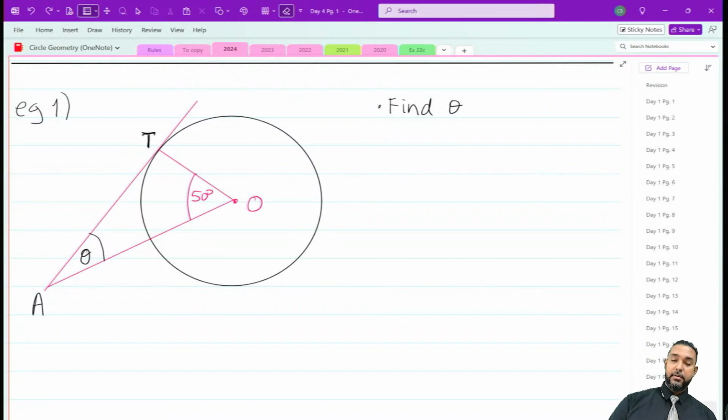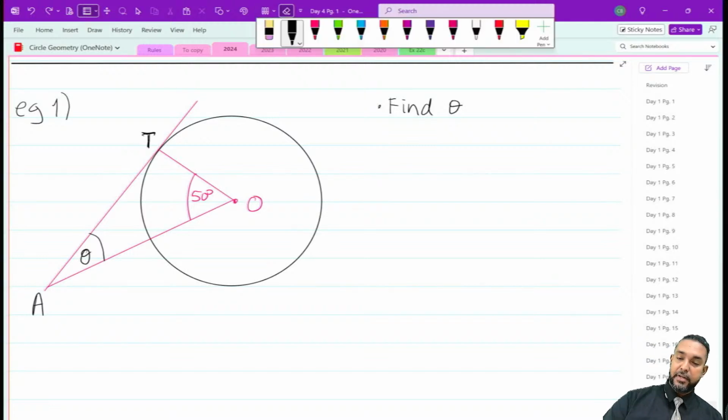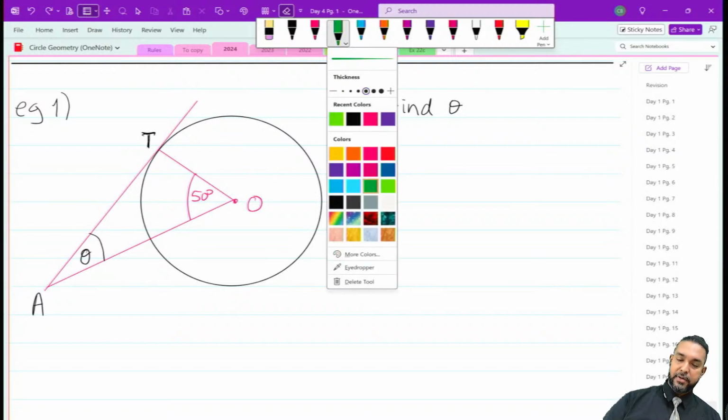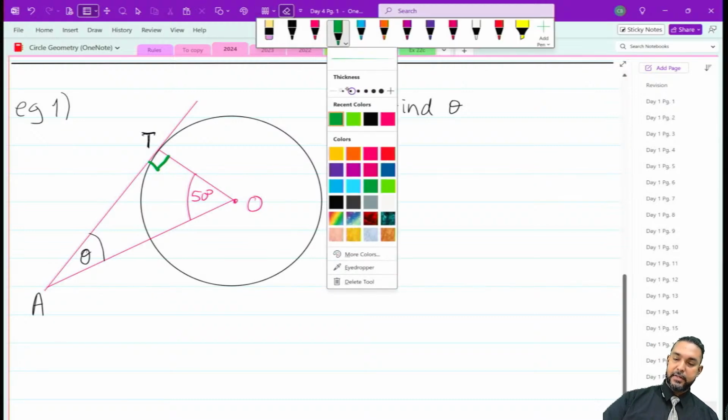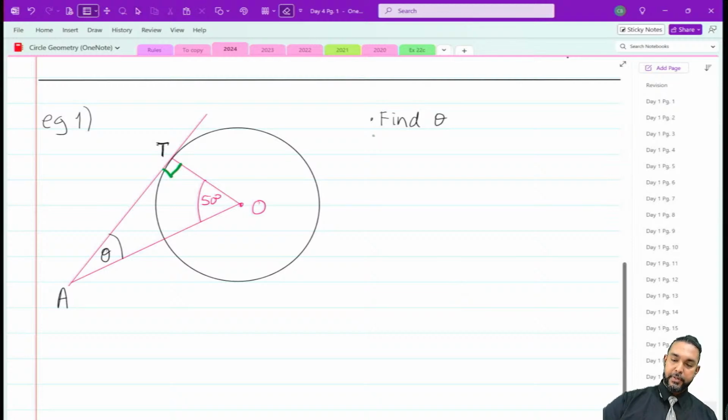Because it is the angle between a tangent and a radius. The radius is the straight line from center to circumference, and the tangent is the straight line that touches the circle at one point on the circumference. The rule we just learned said that the angle between tangent and radius is 90 degrees. Let's put that in as 90 degrees. Let's state that: angle OTA is equal to 90 degrees because this is the angle between tangent and radius.